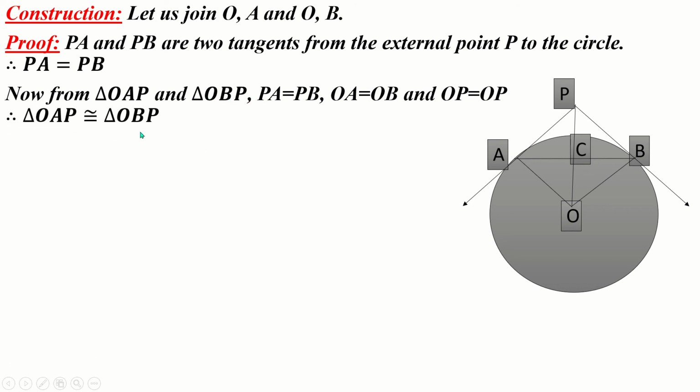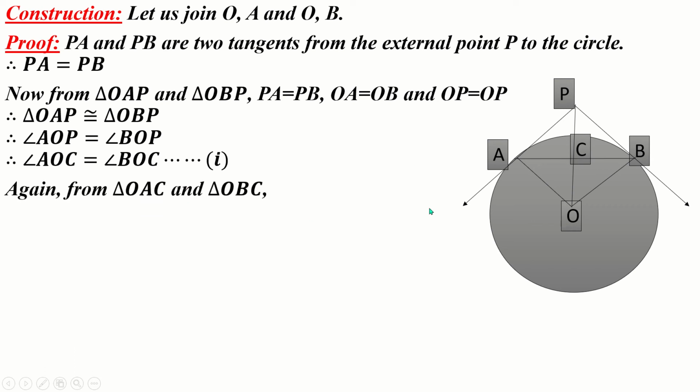That means, therefore, we can say angle AOP equal to angle BOP. If two triangles are congruent, we can say all the other corresponding parts are equal. Clear? But AOP and AOC are the same, because this is the same straight line. Also BOP and BOC are the same, because OC and OP are the same straight line. This is equation number 1.